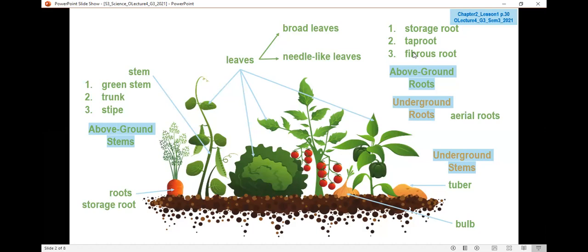So here are different plants with their parts. Okay? The root's job is to take water and minerals from the soil. The leaves' job is to catch sunlight and also to take in carbon dioxide for the plant. The stem's job is to hold the leaves, flowers, and fruits. And the flower's job is to make the seeds. We're done with the parts of the plants.